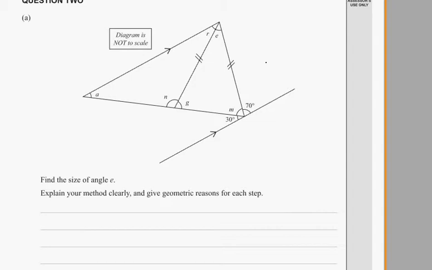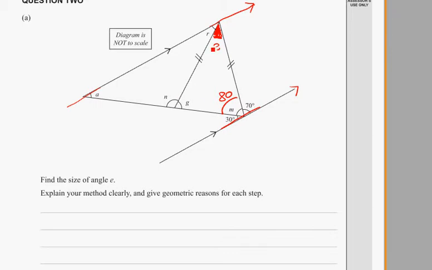Right, so question 2, part A. We're asked to find the size of angle E, which is this one up here, angle E. Using angles on a straight line down here, we've got 100, so that must be 80. Of course, we've got parallel lines, we should extend those. Good technique with parallel lines.